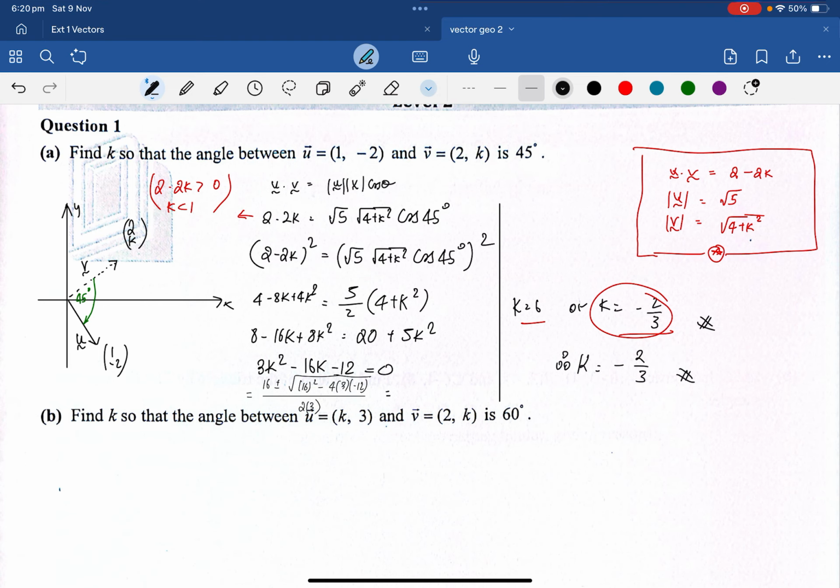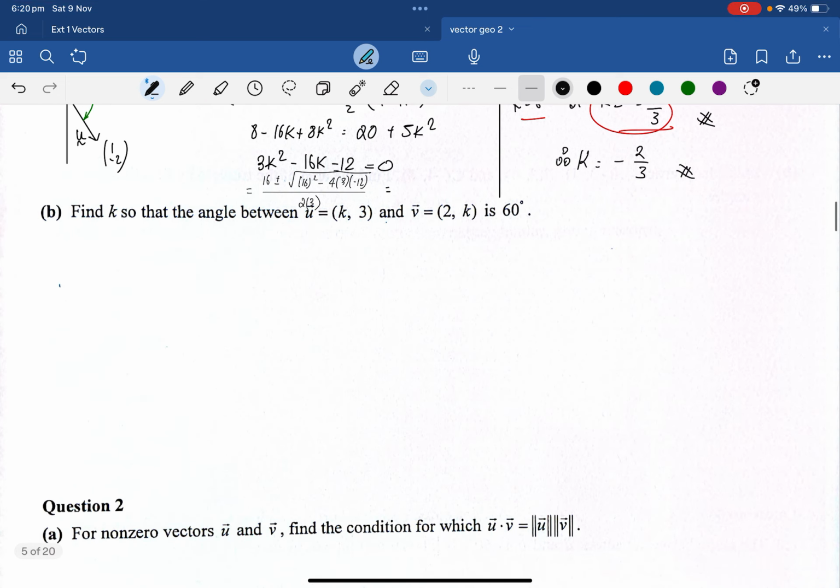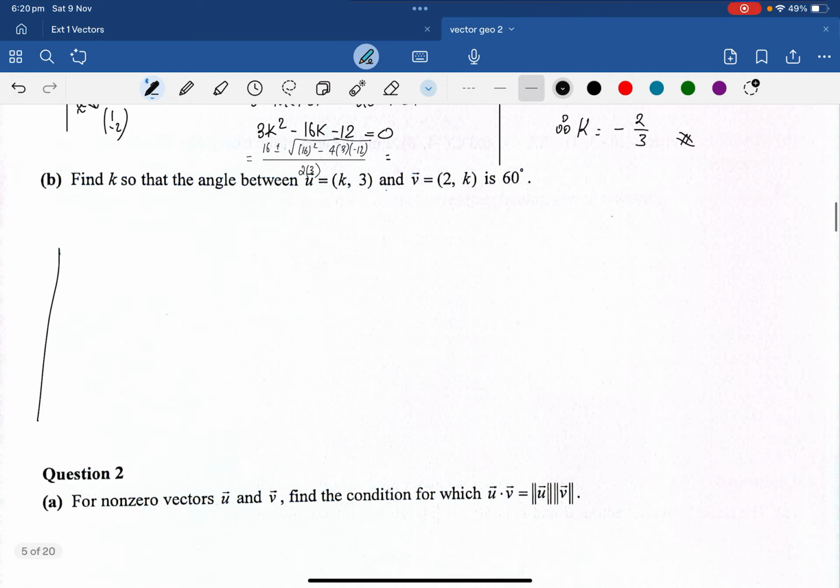Now that you know how to do question A, question B, I'm not going to walk you through it. I said I'll solve it with you guys, but I'm not going to be systematically speaking it out with you guys as I just did. So let's speedrun B. Step 1, vector diagram. Step 2, add in the information.